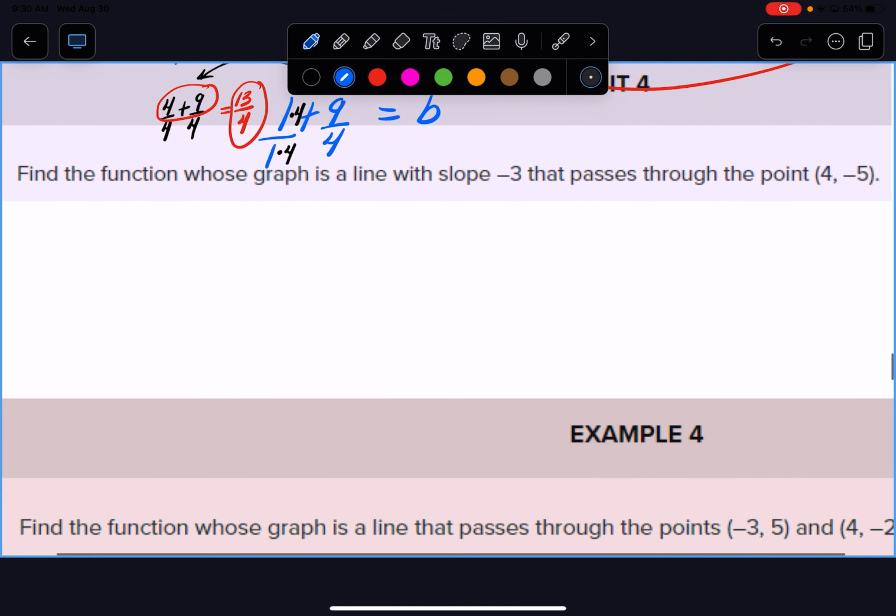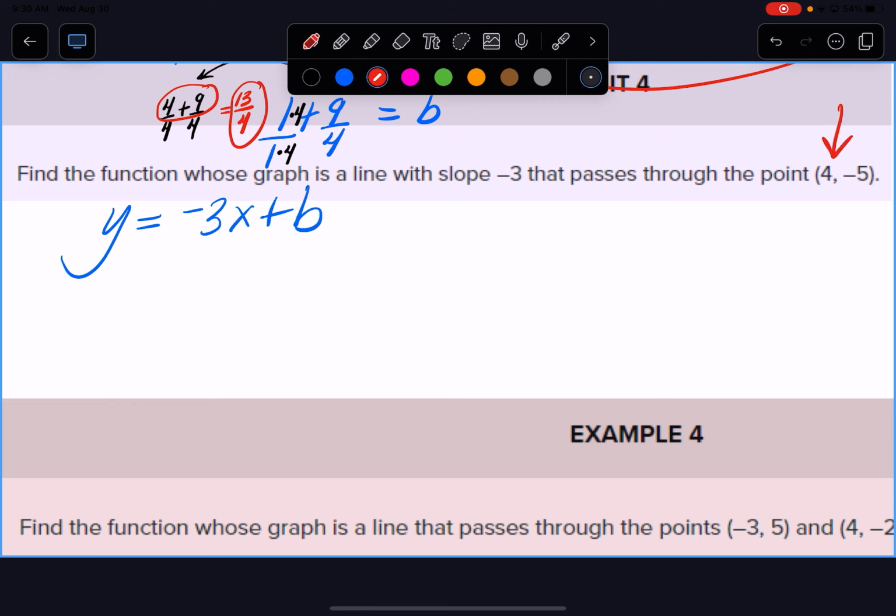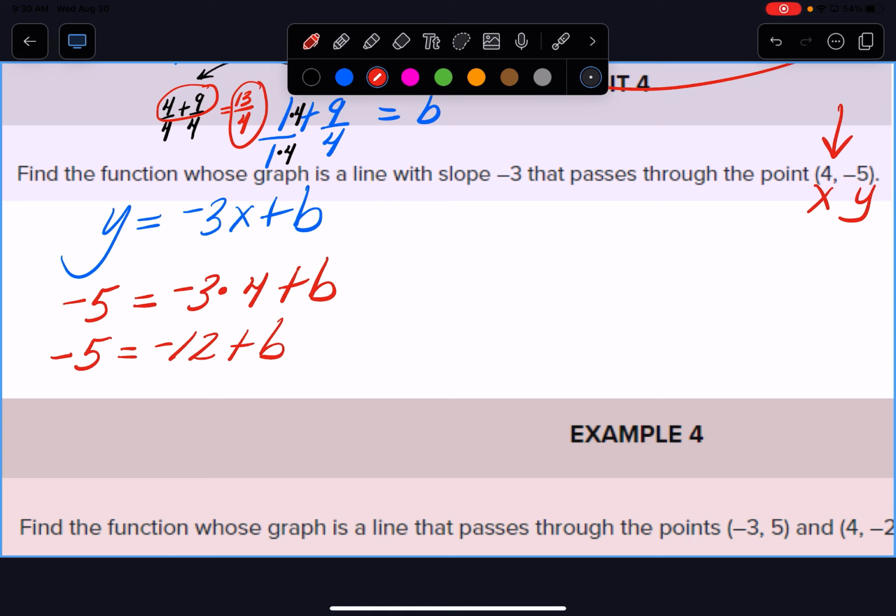So it says, find the function whose graph has a line with this slope and passes through this point. So you'd say, y equals -3x plus b. Now look, this is not the y-intercept. So what do we do? We plug in the x and the y's. This is x, this is y. So watch. I'd say -5 equals -3 times 4 plus b. Now, if you're like, I can do that in my head, you're going to be that person that misses this problem because you did it in your head. It's easy to mess up. So just write it out. Force yourself to write it out. That's -5 equals -12 plus b. True? Get b by itself.